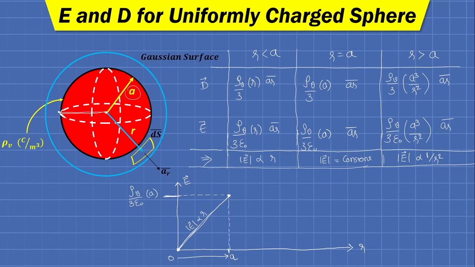Now as we move away from the surface of the sphere, for the outside region the magnitude of intensity is inversely proportional to the square of distance. So from this point our graph will turn out to be like this, and here we can write modulus of E bar is inversely proportional to the square of distance. So this is how we can determine the value of E bar and D bar for a charged sphere and a uniformly charged shell. Fine. So thank you.